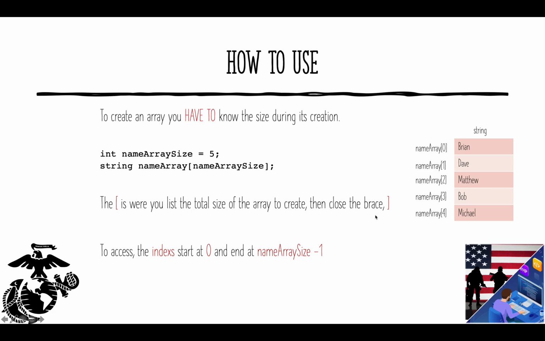Now to access, all of these are called indexes, index 0 through index 4. The way you access these items is it starts with index 0 and it ends with the total size, in our case name array size, minus 1. Because we created it of size 5, the way you access the last item in this array would be size minus 1, which is 4. So that's how I access the last item in this array. Everything sits within the values of 0 to 4 because the total array is of size 5.